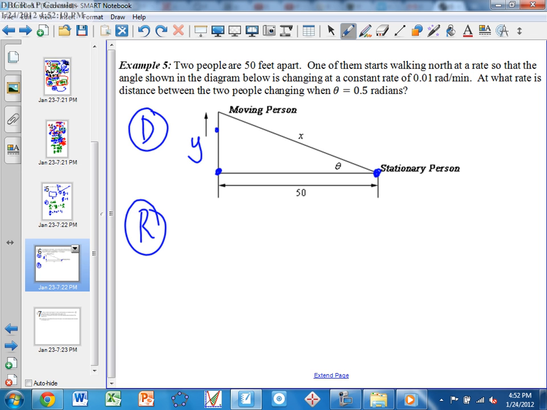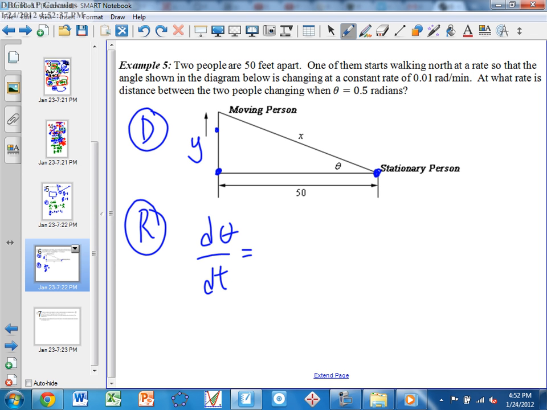So we need theta. We might need it eventually, but we don't need it right now, and it's not even given in the problem. Do we need dθ/dt? Very good. What do we need? dθ/dt. Because it says the angle is changing, isn't it? Yeah. What is the rate at which it's changing?